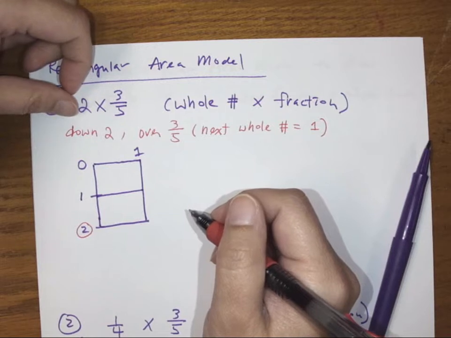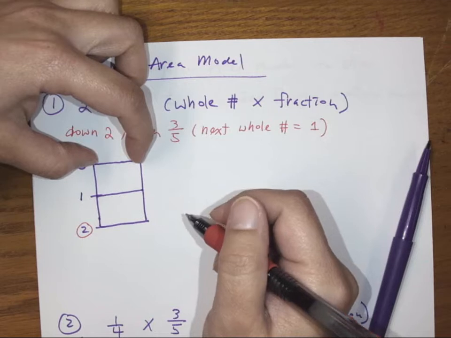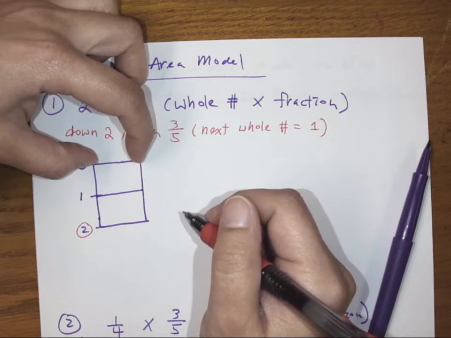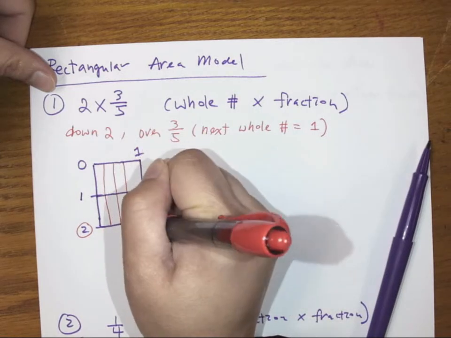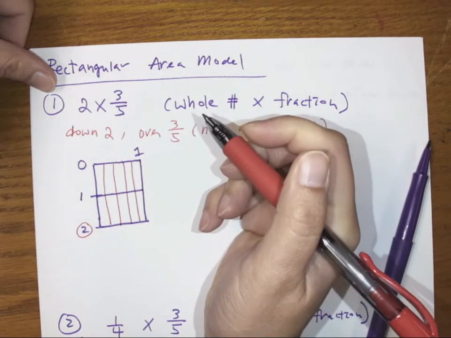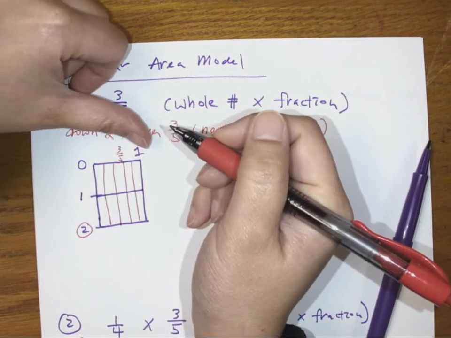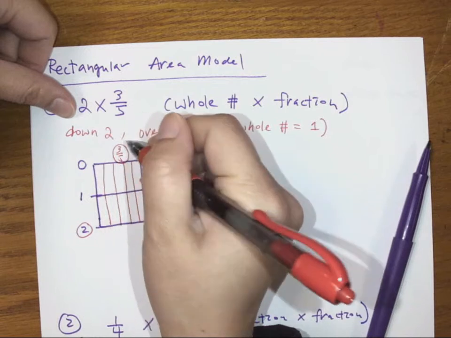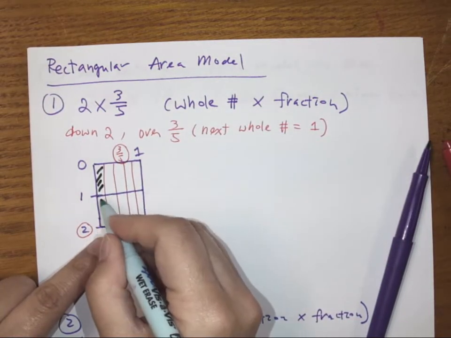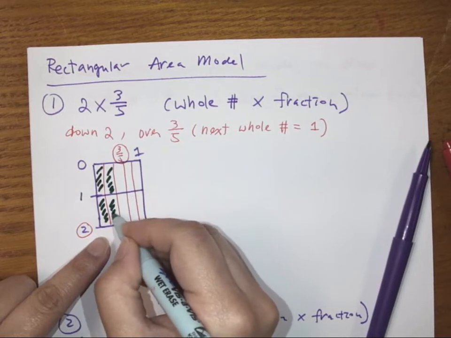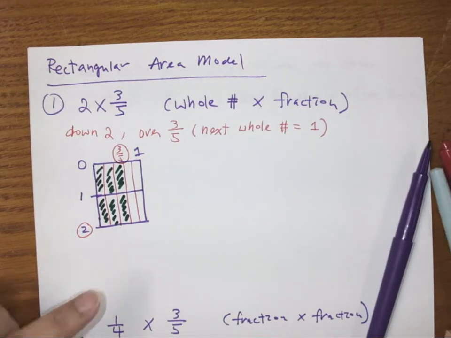To find 3/5, we need to equally divide the length between 0 and 1 into how many equal parts? Hopefully you know it's 5, so it's 1, 2, 3, 4, 5. So this is 1/5, 2/5, 3/5 is right here. This is 4/5 and 1, right? I'm going to circle it, which means I'm supposed to shade down to 2 and over to 3/5. So this is the graph for that.